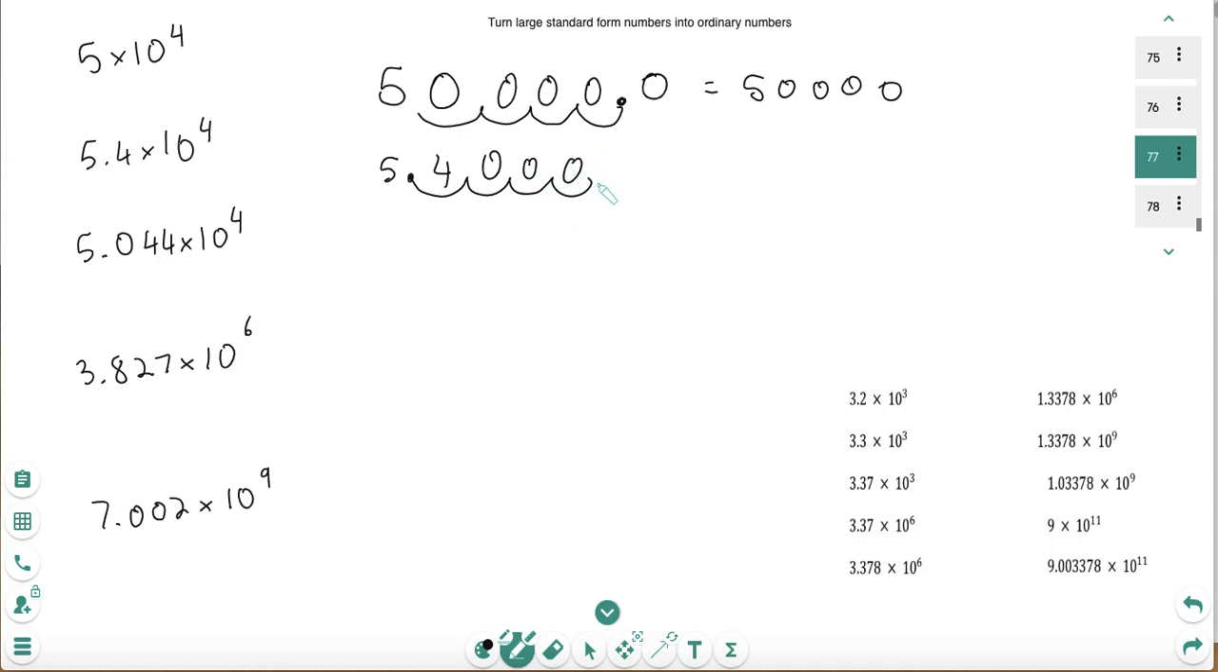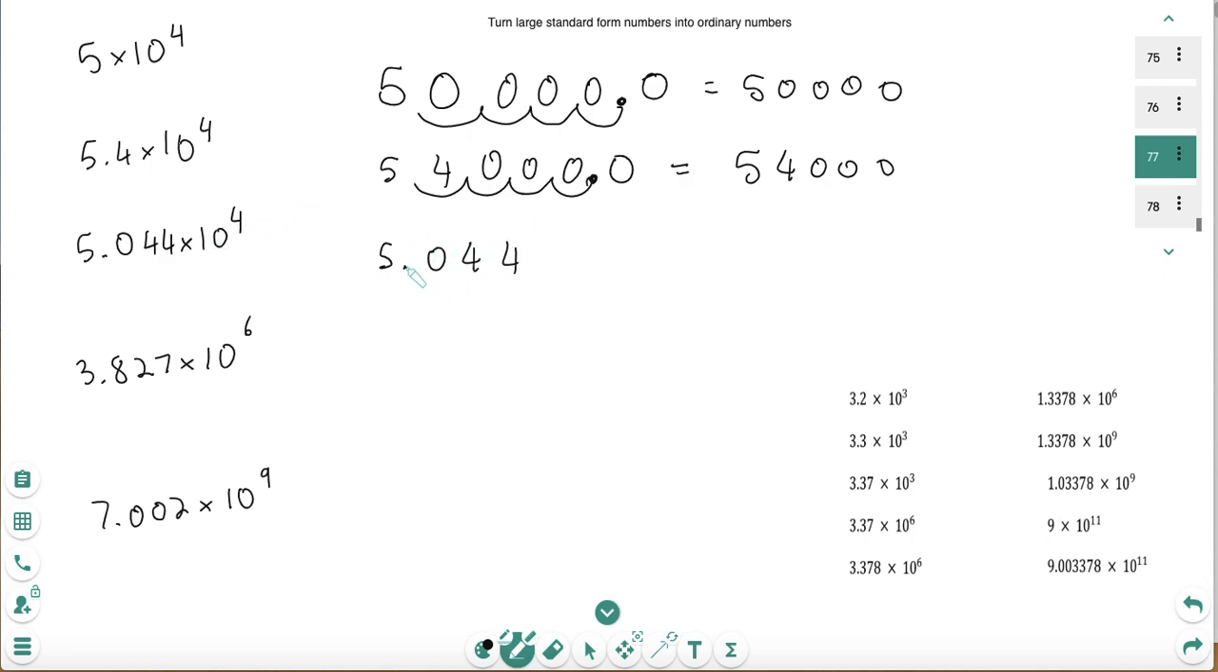Wherever there's a space, add zeros. Our new decimal place is here. Get rid of your old decimal place. 54,000.0, which is the same as 54,000. Next one, 5.044 times 10 to the power of 4.